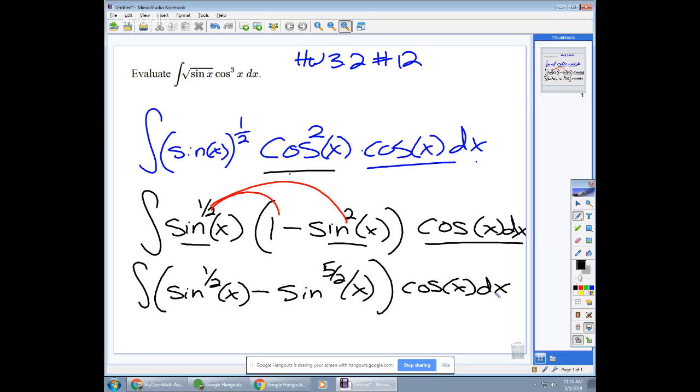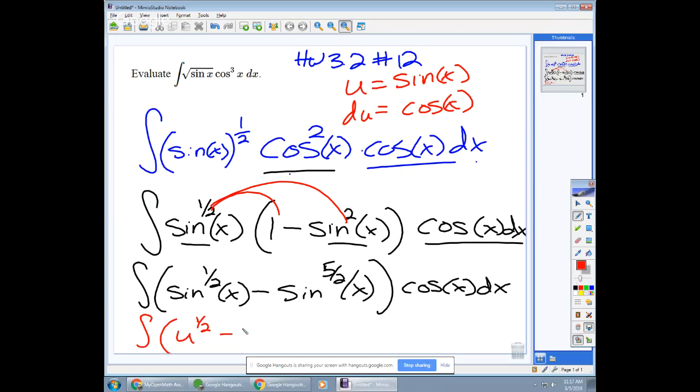So here I'm going to let u, I'm going to write it up top, equal the sine of x, and then du is the cosine of x. And so I just go through and substitute stuff. This works out pretty nice, I think. So this gives me the integral of u to the 1/2 minus u to the 5/2, and then there's my du right there.